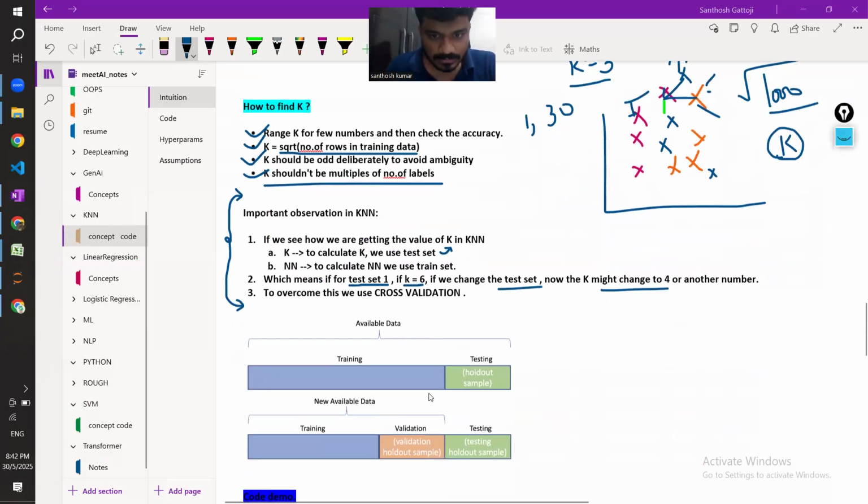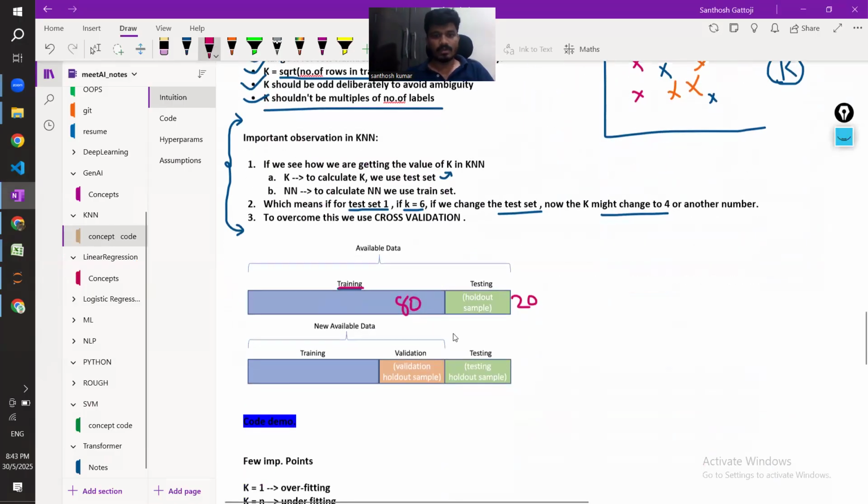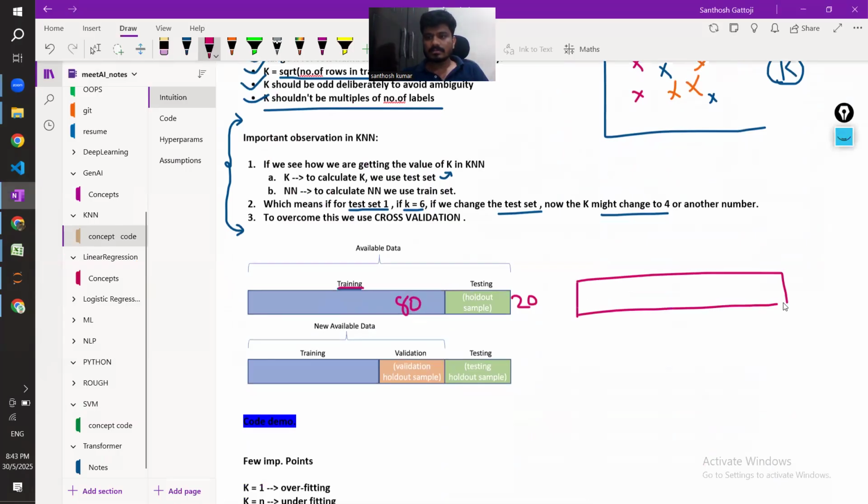This is my whole data. Initially we divide it into training and test, let's say 80% training, 20% test. But now in the new data set, we do this. It's called K-fold cross validation. It's a cross validation, but usually it's called K-fold cross validation.